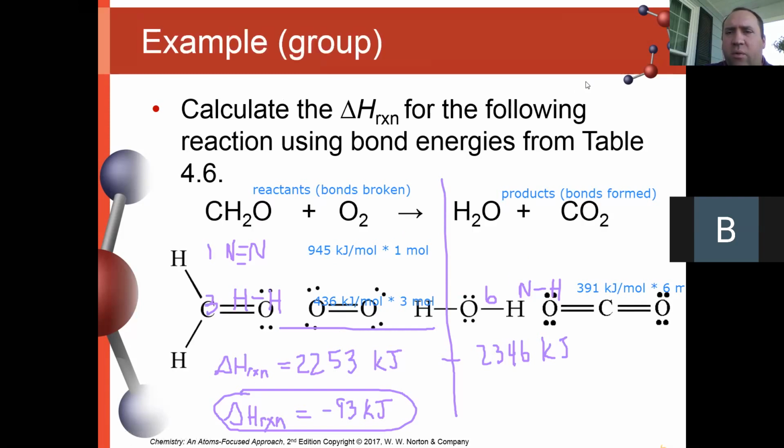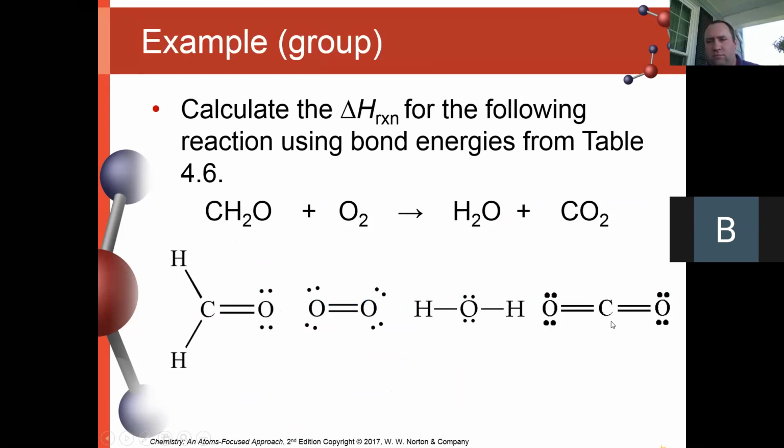All right, let's take a look at another one then. In this one, I've got formaldehyde, CH2O, reacting with oxygen to make water and carbon dioxide. Now, before we get into anything else, we've got to make sure that this thing's balanced. We've got 1 carbon, 2 hydrogens, 3 oxygens, so we're good.